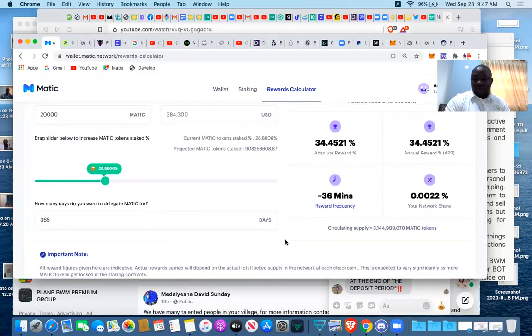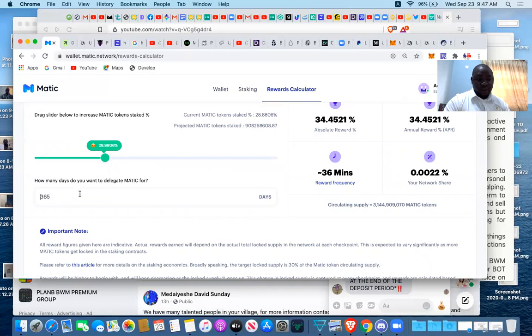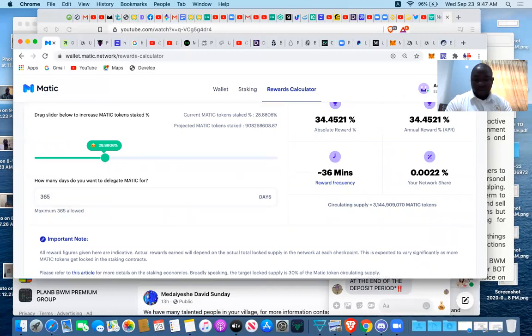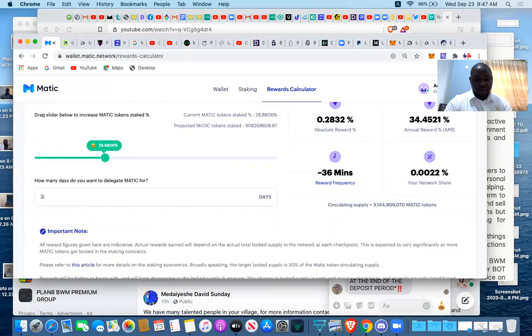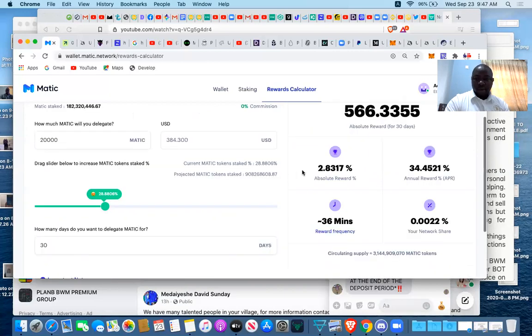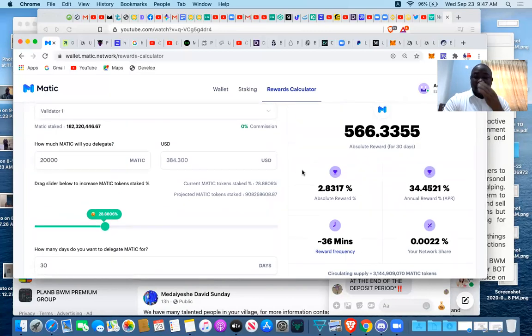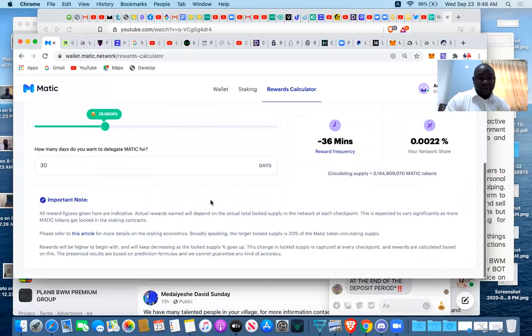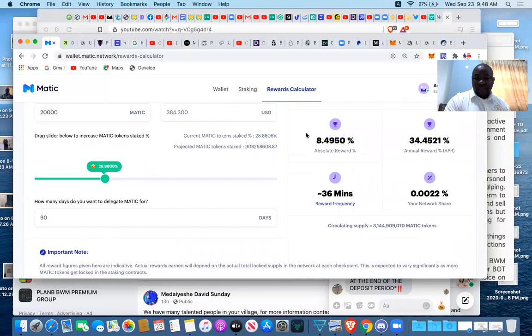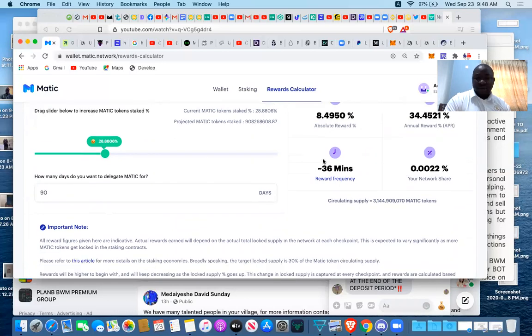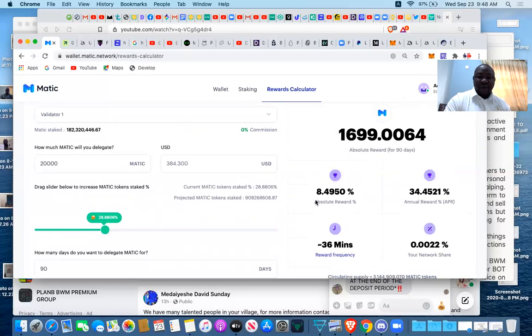So then you can now check, okay, in 30 days, I'll earn about how much? 566 Matic. So that's about 2.8% in 30 days. That's what I'll earn. So if I do for 90 days, which is 3 months, that's about 8.4% in 3 months, which is okay. So that will give you about 1,699.